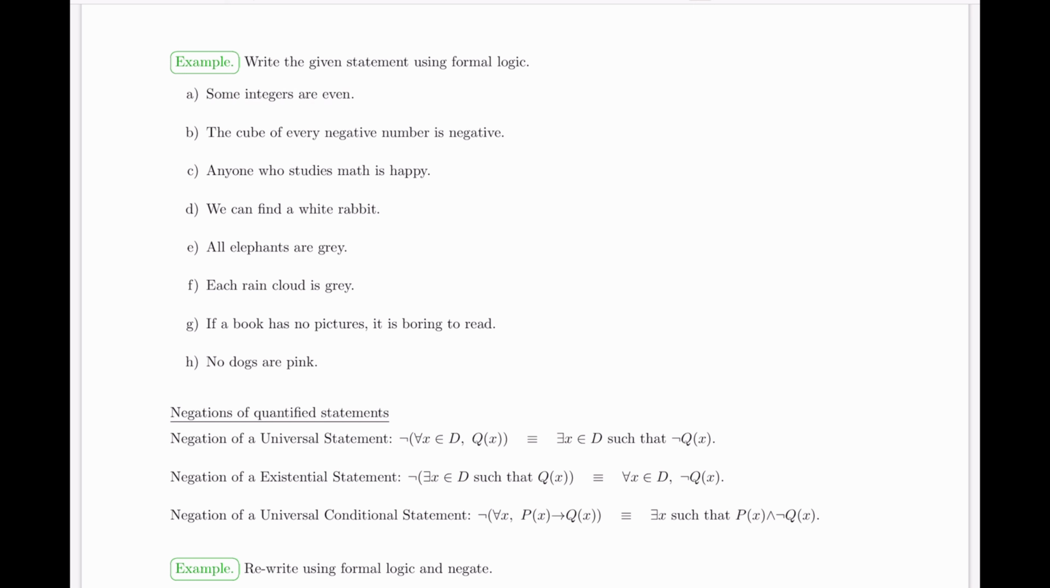So some integers are even. Some implies that we're after the existential statement. There are x's that are integers such that x is even. So this is like an exercise in determining what is the set, what is the property that you want to hold, and whether or not we're after the existential or the universal statements. The cube of every negative number is negative. Every negative number, so for all x's that are negative numbers, so let's say we're in the reals, the cube is also negative.